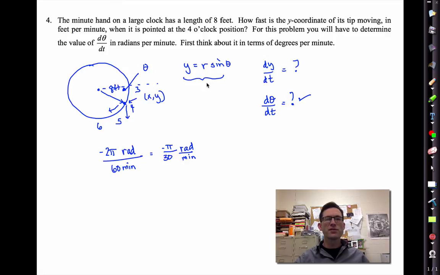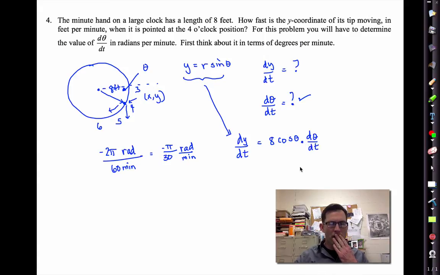So let's play around with this. We can now use this equation and find dy/dt equals r. Wait a second, what is r? r is a constant. It's 8. r times cosine θ, the derivative of sine θ, times dθ/dt. Okay, checklist. We are looking for dy/dt, so no problem.